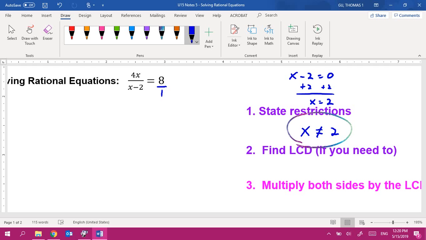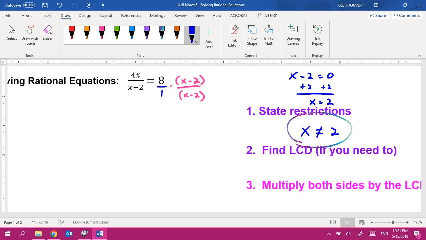X minus 2. So the left side, that's already x minus 2 on the denominator. What do I need to multiply on the right side to get x minus 2 over x minus 2? Very good. So now, what is my new equation going to say?